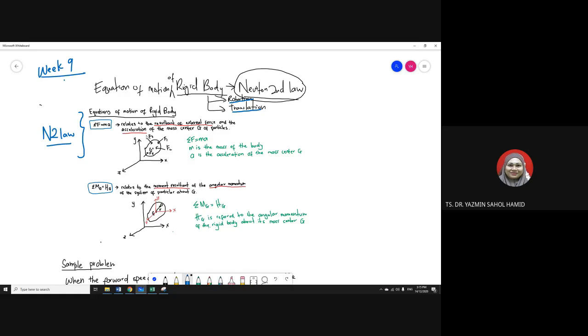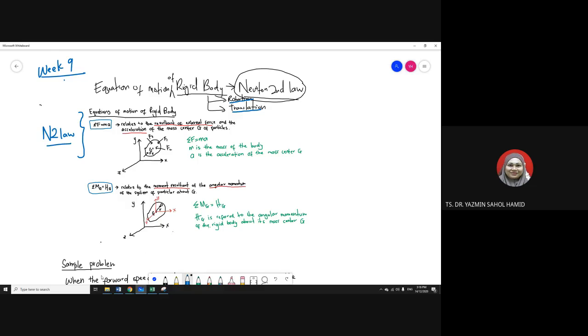The other thing we can do is take moments, also about the center of gravity G. It relates the resultant moment and the angular momentum of the system. But this topic we will not learn today. The second topic we're going to learn maybe this Wednesday. Today we're going to focus our questions on rigid bodies that use Newton's second law.